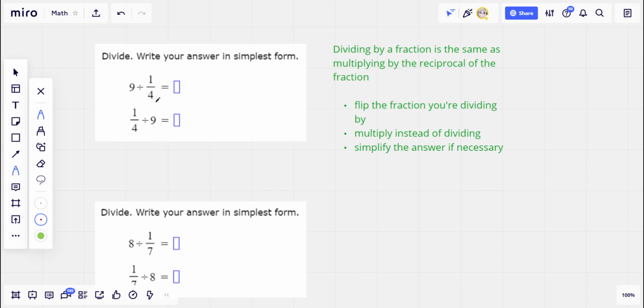It's kind of using two opposites, right? Division and multiplication are opposites, and a reciprocal is the opposite of its number. So multiplying by the reciprocal is the same as dividing by the number. So let me show you how that works here.